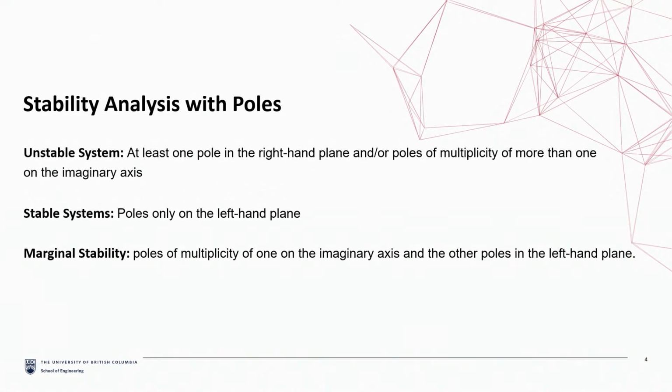As you probably know, we can study the stability of linear systems through analyzing the position of their corresponding poles. For unstable systems, we either have one or more poles on the right-hand plane, or we have more than one pair of poles on the j-omega axis. For stable systems, all the poles lie within the left-hand plane, and the marginally stable systems have exactly one pair of poles on the j-omega axis, with the rest of their poles lying in the left-hand plane.